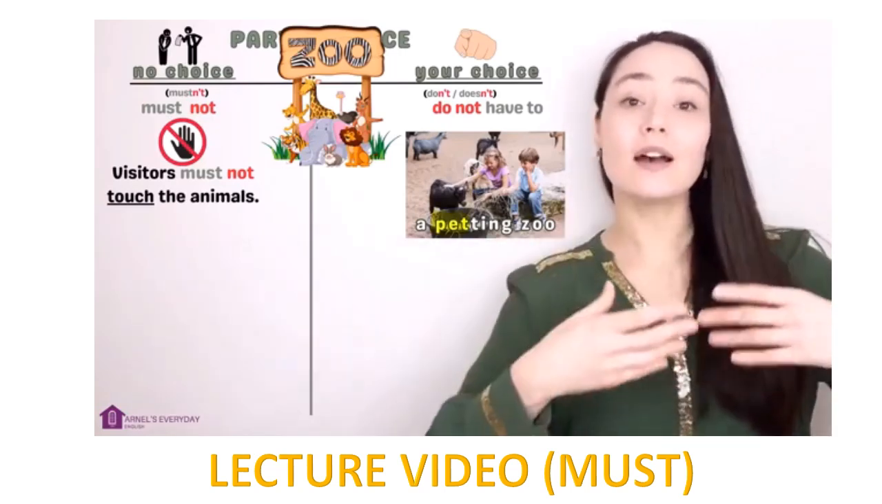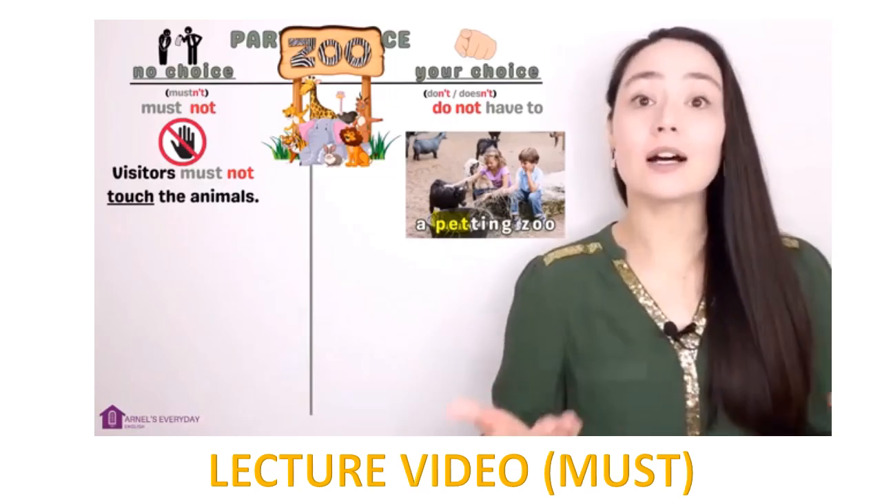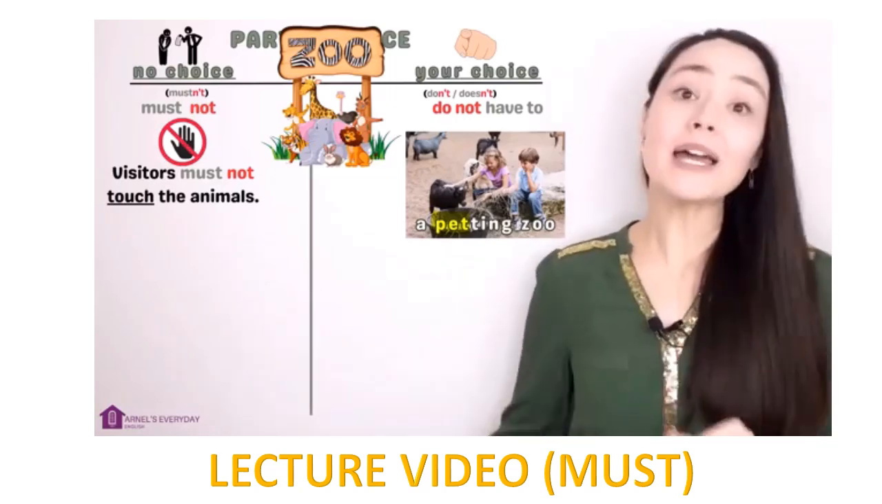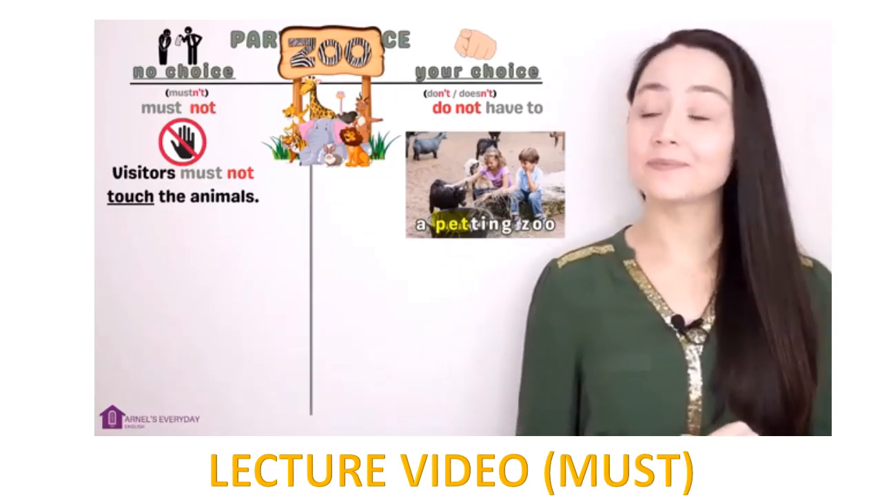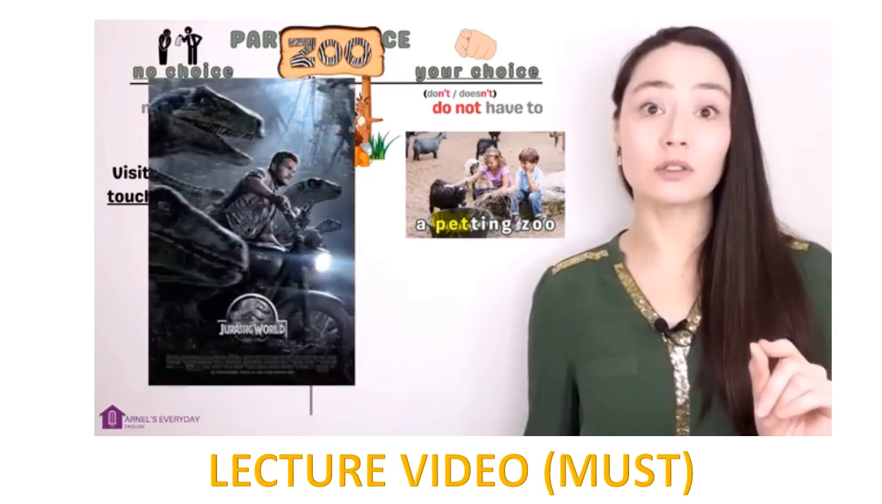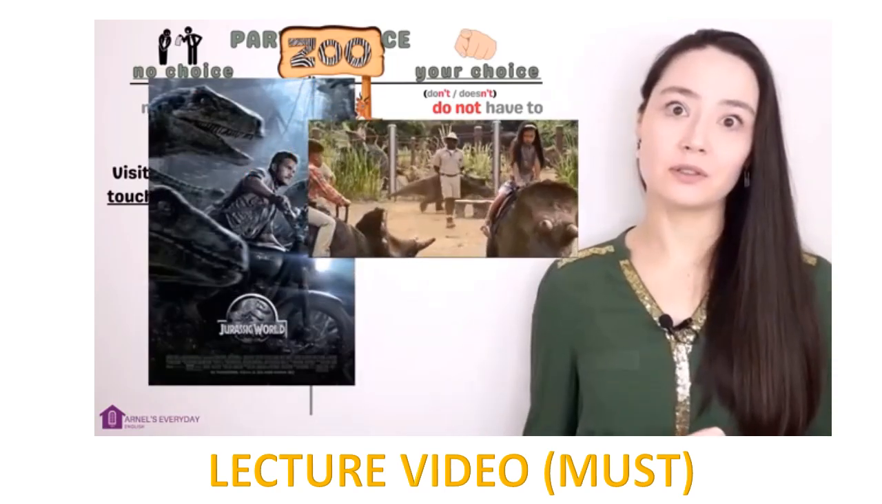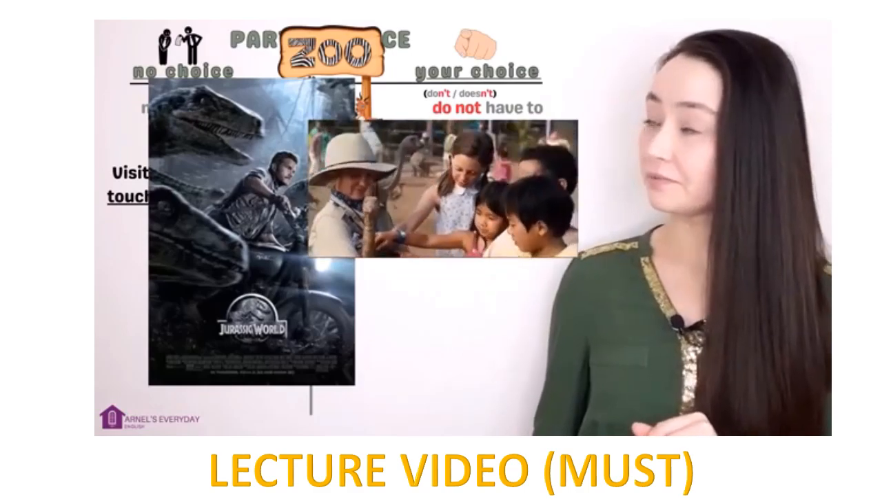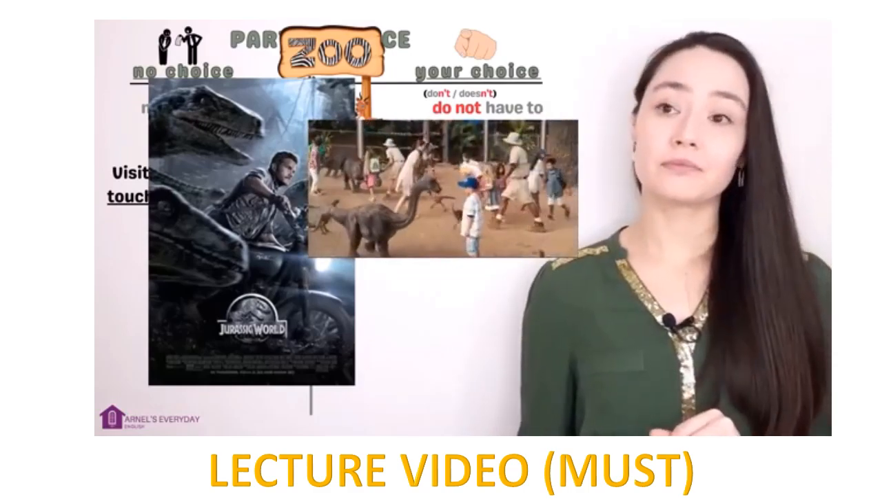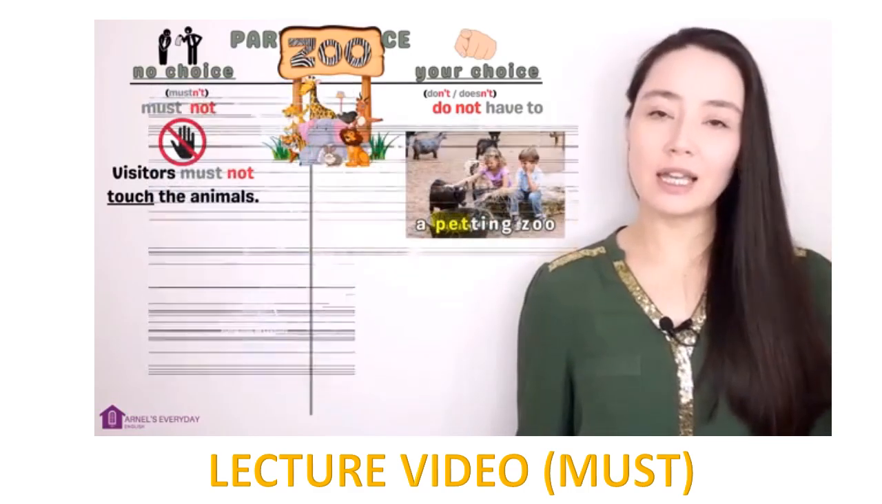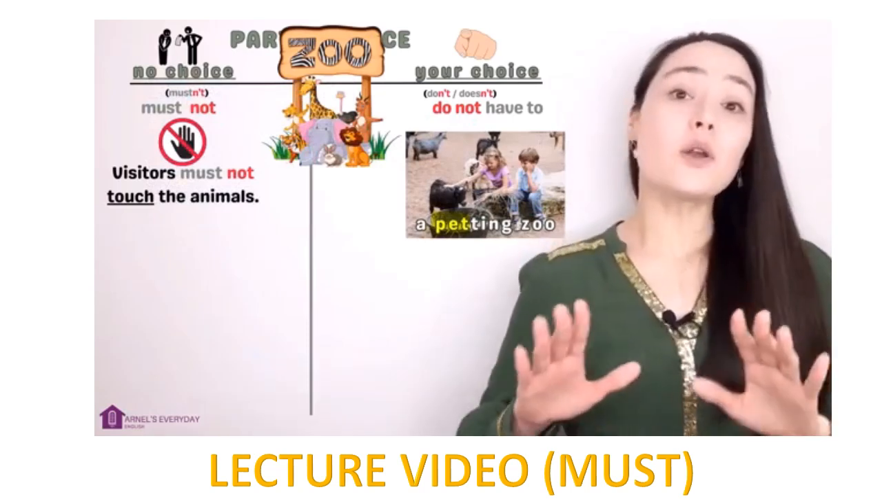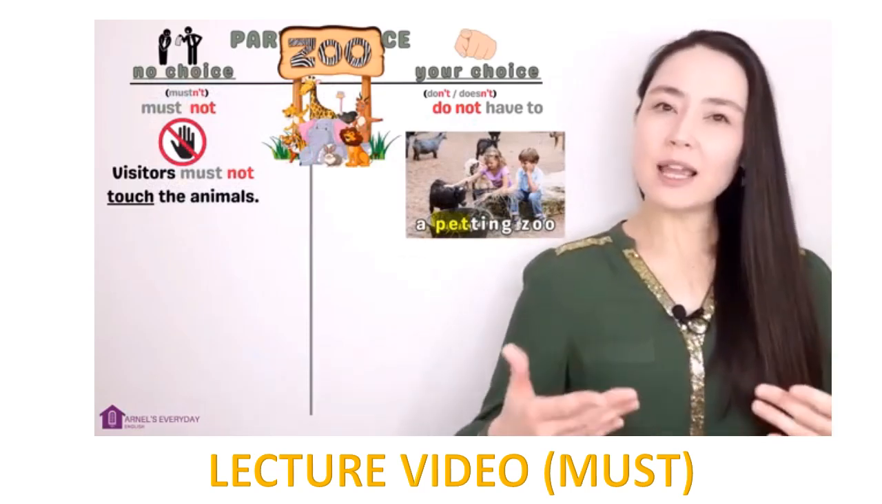So you can pet a cat. You can pet a dog. We have a petting zoo. You can pet the animals. Have you seen Jurassic World? In that movie, there's a dinosaur petting zoo. Anyway, if you go to a petting zoo, would someone say this?